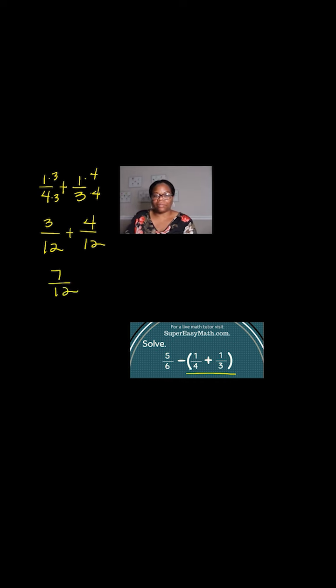Now I'm going to rewrite my problem, but instead of writing the parentheses and everything inside them, I'm going to write the 7 over 12 because I just calculated that that's what all that equals. So now my problem is 5/6 minus 7/12.